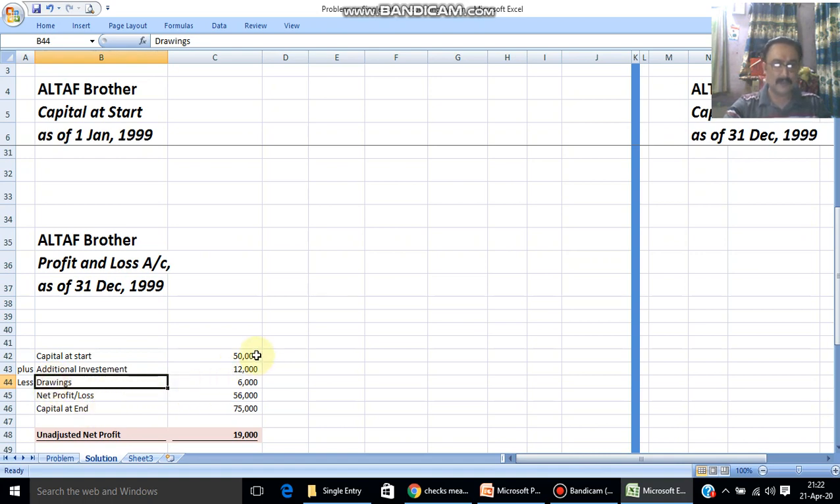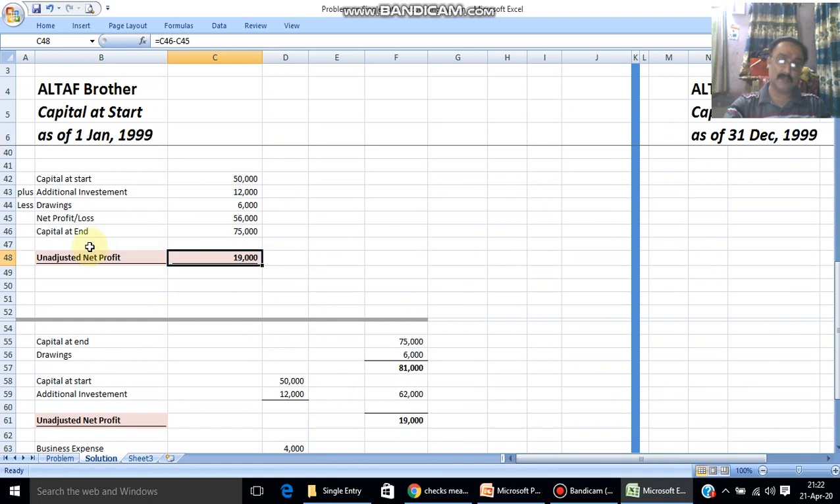So, gentlemen, 50,000 plus 12,000 would be a total of 62,000, out of which 6,000 will be subtracted, and then there will be 56,000, and capital at the end was 75,000. Okay, when we deduct this amount from this, 75,000 minus 56,000, we will have 19,000 rupees unadjusted net profit. And again, this is the unadjusted profit.